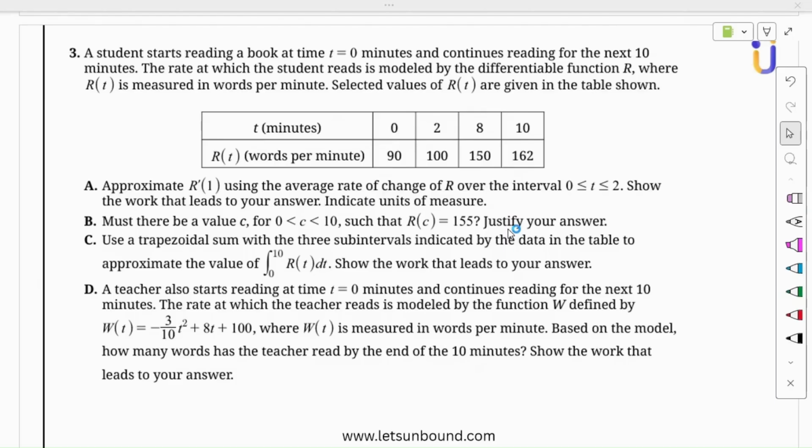So let's see how to solve this and get a very solid understanding of these concepts. These are repetitive concepts that we can find in every AP exam, like working with table values, working when a function is given to you, and the trapezoidal sum. So be ready and solve along with me. Here we go for the first part.